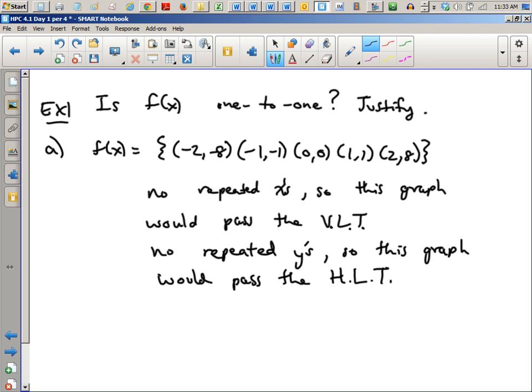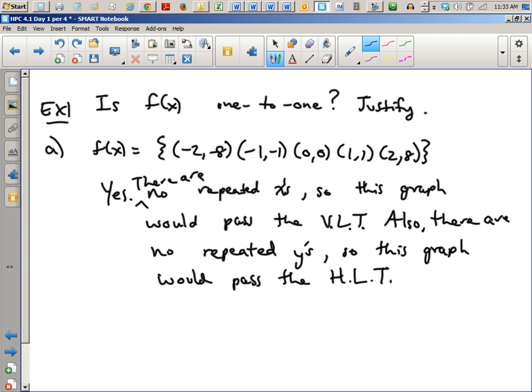So I'm not going to draw it yet. Maybe we'll draw it later in the period. But I'm sure if we draw this thing, it's not going to have any horizontal lines that touch 2 points or vertical lines that touch 2 points. Okay, so this is my justification. I'm going to say yes, and I'll just put there are no repeated x's. Also, there are no repeated y's. Okay, so I kind of made this into sentence form.